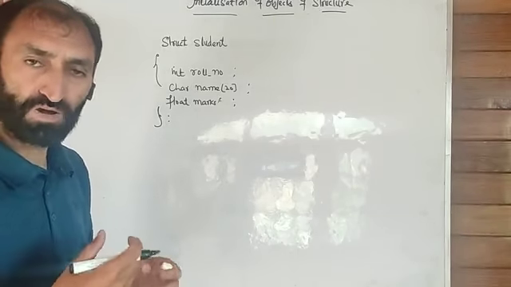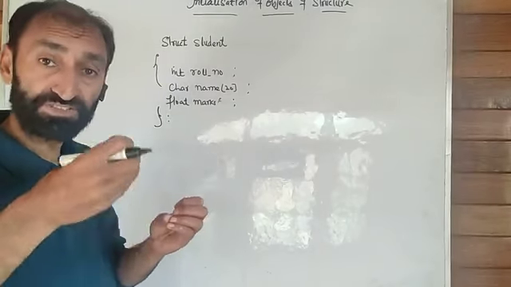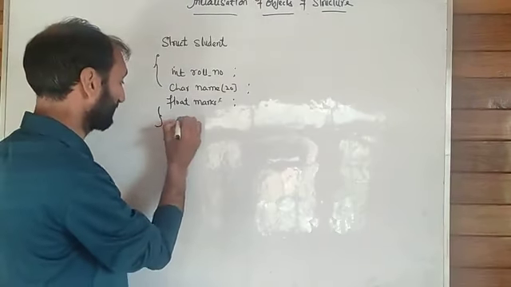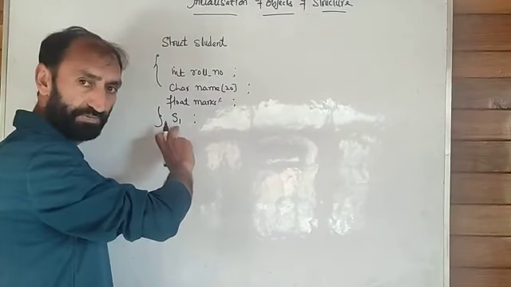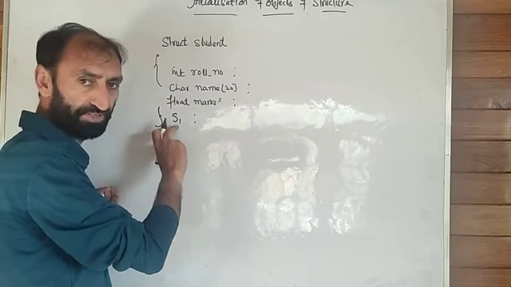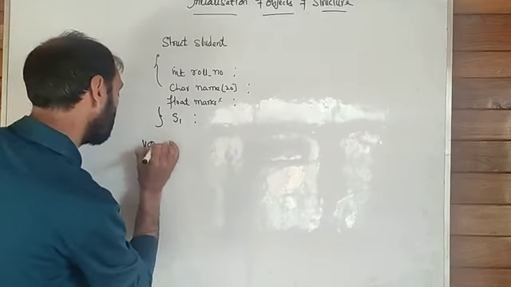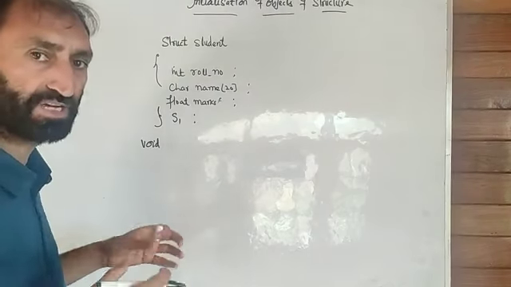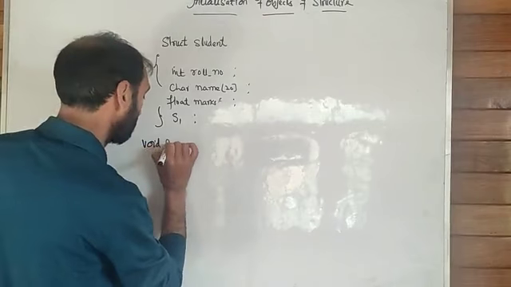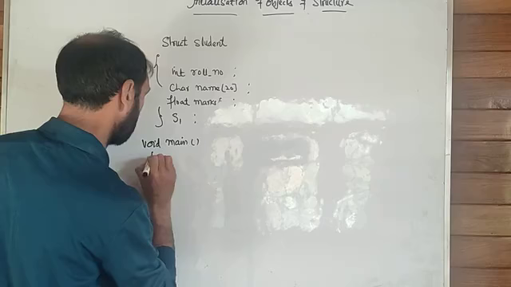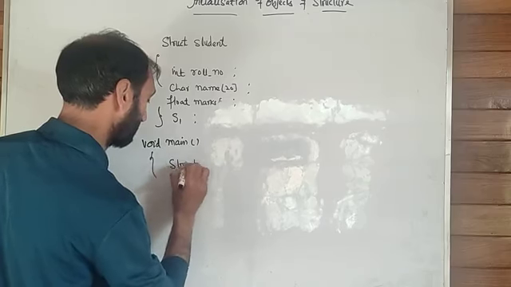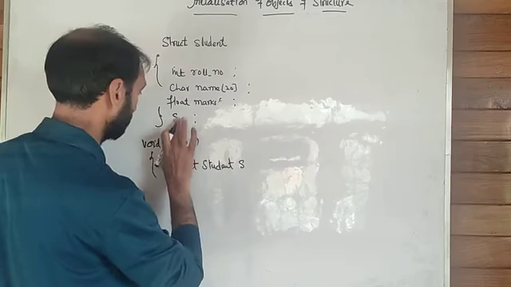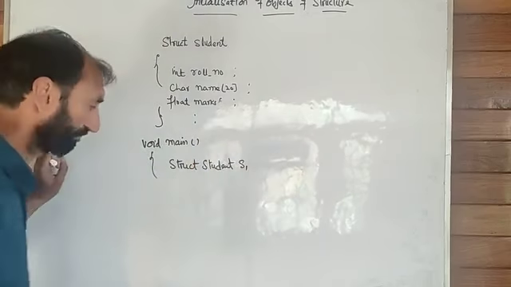Now, as I have already discussed in the previous video, there are two ways of declaring structure variables. First, we can declare them inside the body of the structure, as variables or objects of the structure. And second, we can declare them outside the body of the structure, such as in void main: struct student s1.